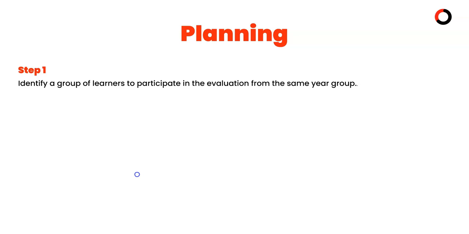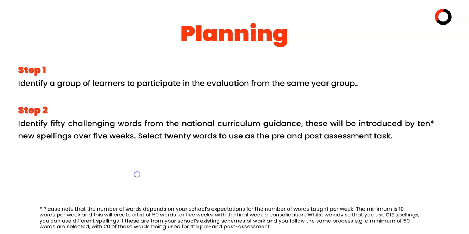So planning. Step 1. Identify a group of learners to participate in the evaluation. Step 2. Identify 50 challenging words from the National Curriculum Guidance. These will be introduced by 10 new spellings over 5 weeks, with week 6 being a consolidation. Then select 20 words to use as the pre- and post-assessment task.